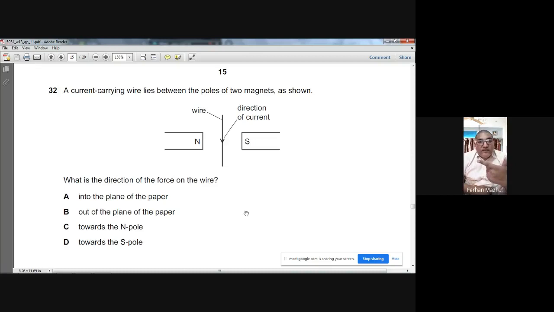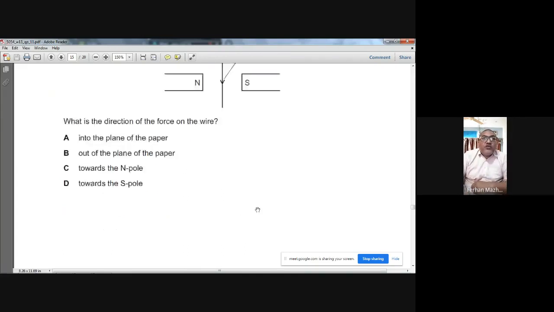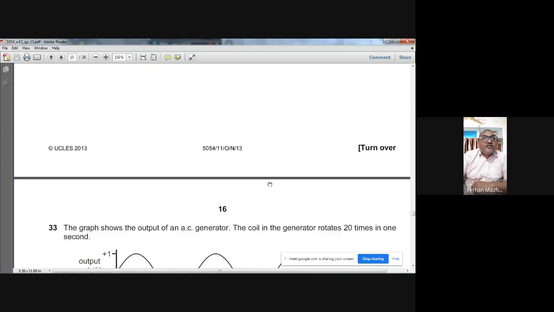Stretch the fingers of your left hand in such a way that the thumb, index finger and middle finger are perpendicular to each other. You see the current is going to the bottom of the page. The magnetic field will come out of the page, out of the plane of the paper. So the choice is B. For 32, the choice is B. By using the left hand rule, you can tell the direction of the force.